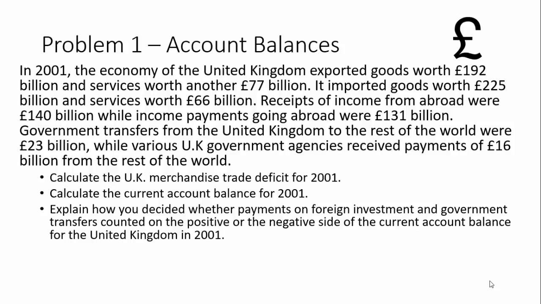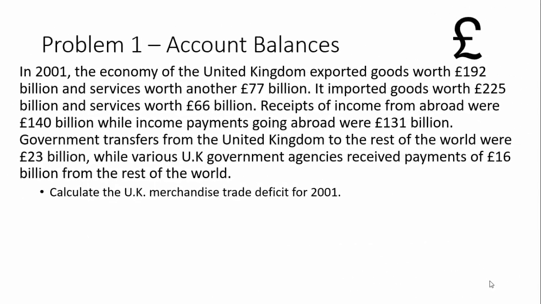So in this problem, we're going to do three things. Number one, we're going to calculate the UK merchandise trade deficit for 2001. Next, we're going to calculate the current account balance for 2001. These are two different things, right? And finally, we're going to explain how we decided whether payments on foreign investment and government transfers counted on the positive or the negative side of the current account balance for the United Kingdom in 2001.